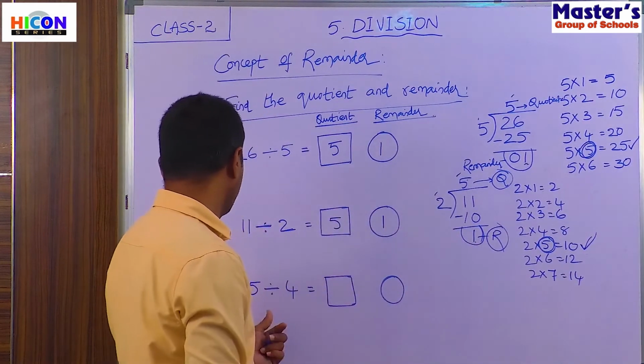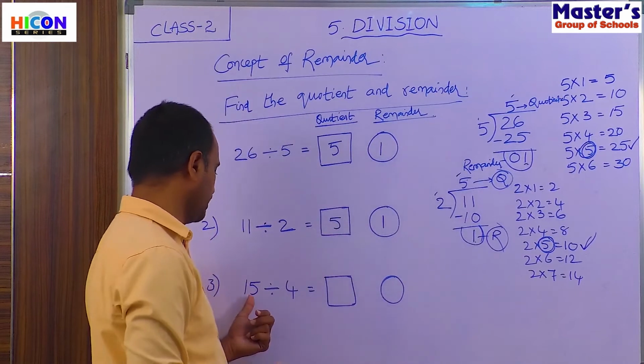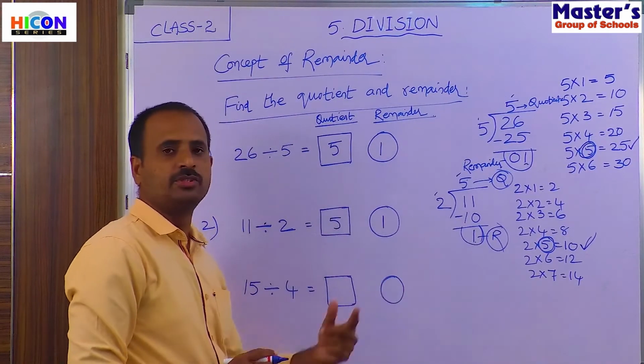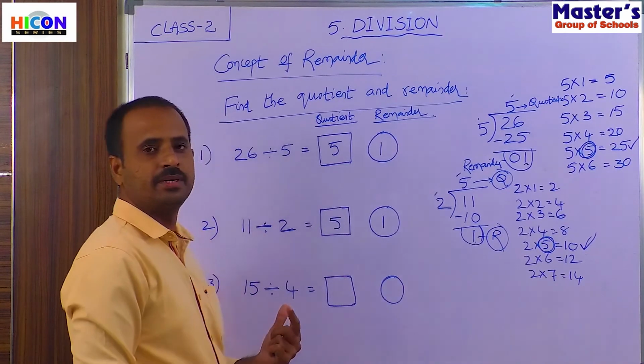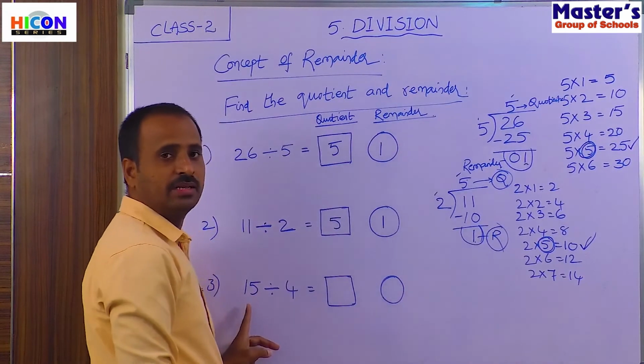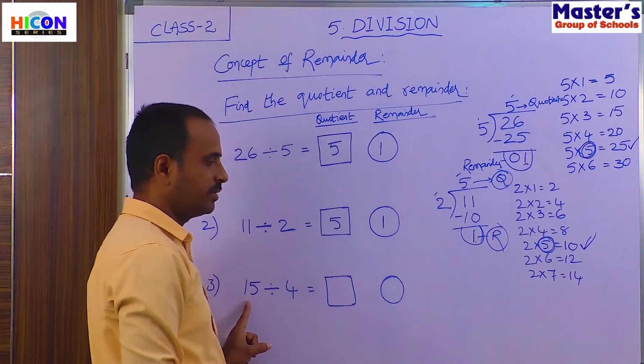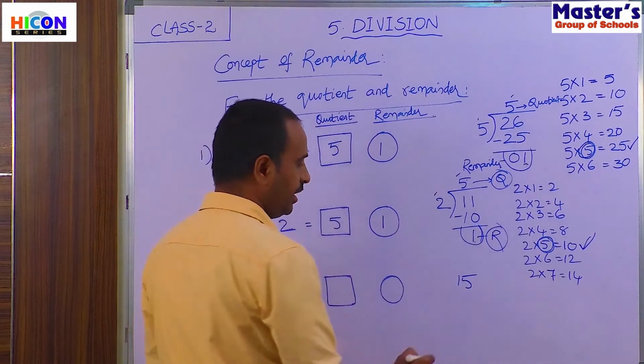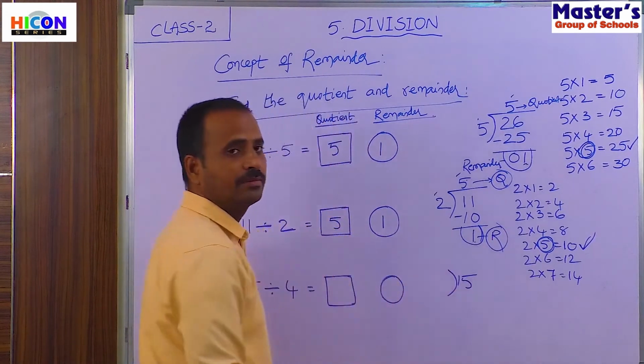So children, in this way, do the third division, that is 15 divided by 4. So first arrange these numbers in the division method. So how can we arrange these numbers? First write the dividend. What is the dividend here? 15. So write the dividend in the middle. So write 15 in the middle and put a bracket at its left side.